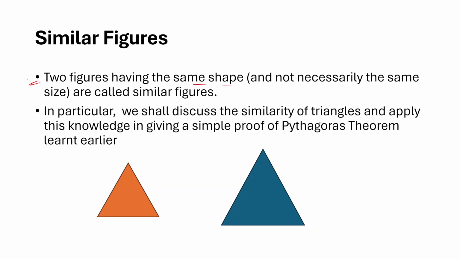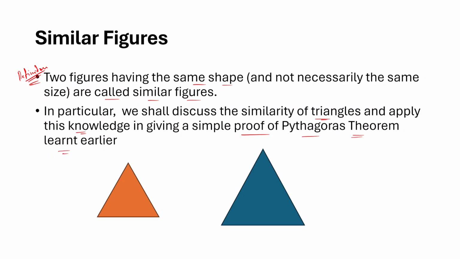Coming to the definition, two figures having the same shape, not necessarily the same size, are called similar figures. So if they ask you to give the definition of similar figures, what you can say: two figures having the same shape but not necessarily the same size are called similar figures. Particularly, we shall discuss similarity of triangles. As part of this chapter, we'll discuss similarity of triangles and apply whatever we have learnt. That knowledge we'll apply in giving a simple proof of the Pythagoras theorem which we have learnt earlier.